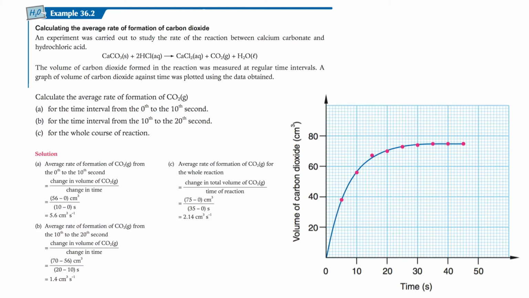Next, we're going to show you some examples. Right here we have calcium carbonate reacting with acid, and then they will give out salt, carbon dioxide, and water. The volume of carbon dioxide formed in the reaction was measured at regular time intervals. So we are focused on the product here. You can see a product-time graph shown here.